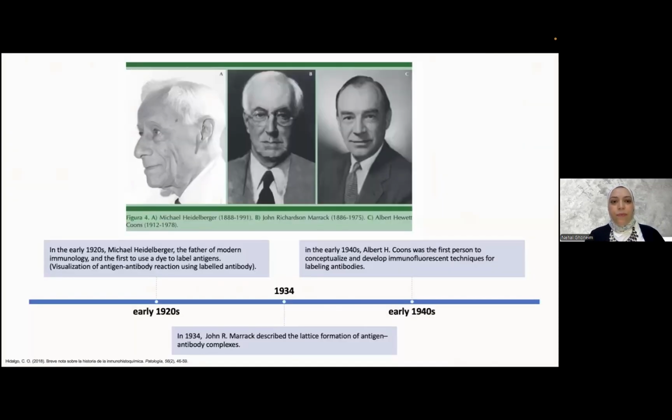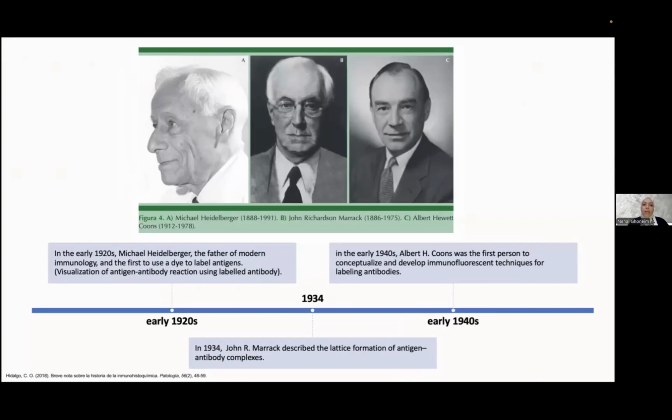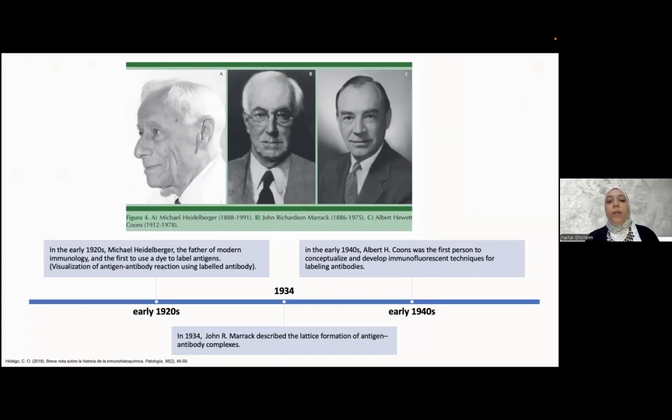Okay. At first, let's have a look at the history of immunostaining and immunofluorescence staining. In the early 1920s, Michael Heidelberger, the father of modern immunology, was the first to use a dye to label antigen. He was the first to visualize the antigen-antibody reaction using a labeled antibody to detect pneumococcal polysaccharides. And then in 1934, Professor Marrack described the lattice formation of antigen-antibody complexes.